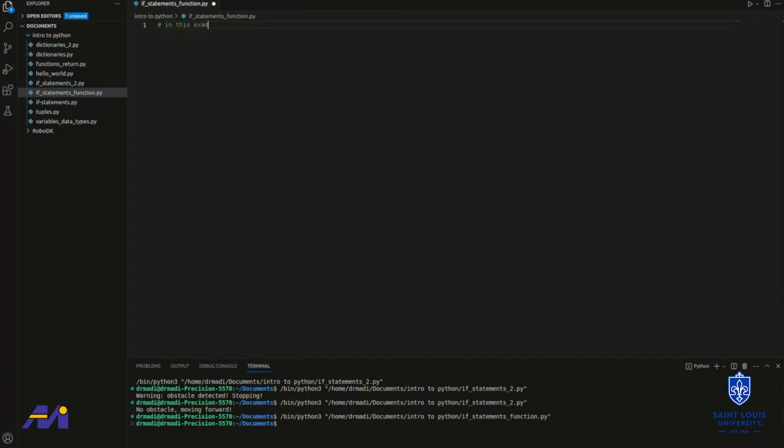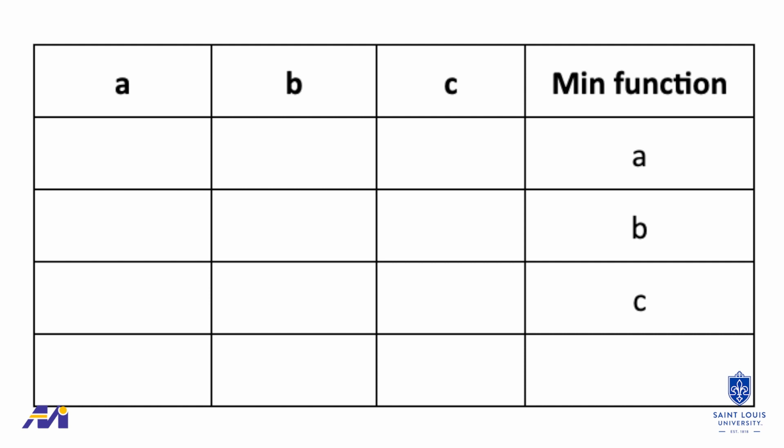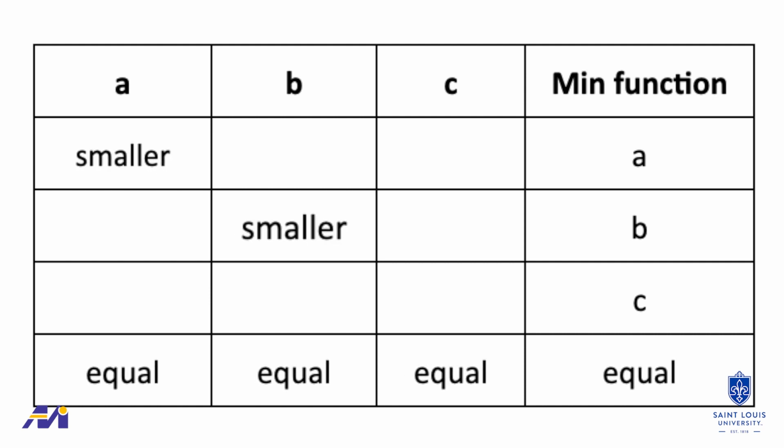Let's also see a general example. We want to write a Python code that gives us the minimum number that we pass to it. In this example, we want to write a function that gives us the minimum number of 3 numbers that we pass to it. The Boolean table for this looks something like this. It means that if A is smaller, then the minimum function should give us A. If B is smaller, it should give us B. If C is smaller, then the minimum function should give us C. If all of them are equal, then the minimum function should spit out equal.